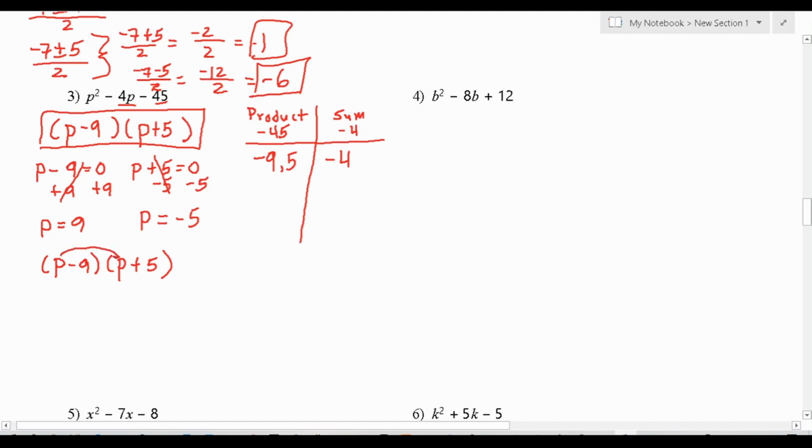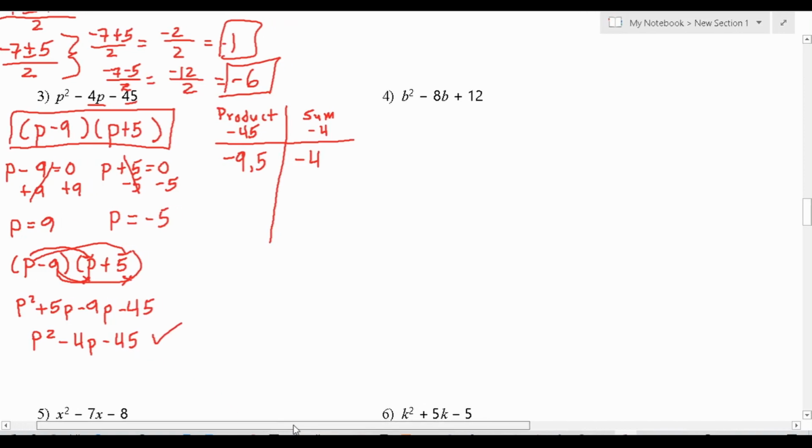To start, I'm going to do p times p and then p times 5. So that's going to be p squared plus 5p. Then I'm going to do negative 9 times p and negative 9 times 5. So that's going to be negative 9p minus 45. Again, we're going to combine like terms, so this is going to be p squared. 5p minus 9p is negative 4p. Again, that's minus 45. And as we can see, by expanding this, we do get the original equation, which means we did our work correctly.